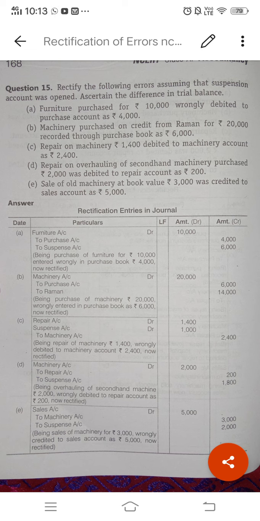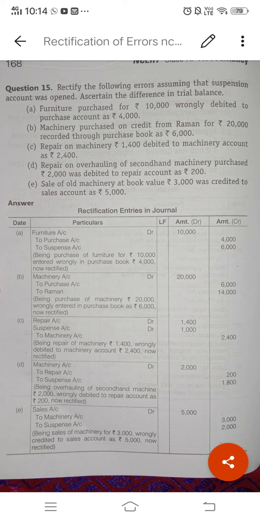Okay, next one. Sale of old machinery at book value 3,000 was credited to the sales account as 5,000. So what is the entry for sale of old machinery? That is cash account debit to machinery account 3,000 is the correct entry. But it is credited to the sales account at 5,000. So there is a wrong credit in sales account of 5,000.